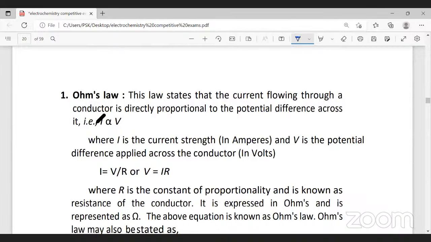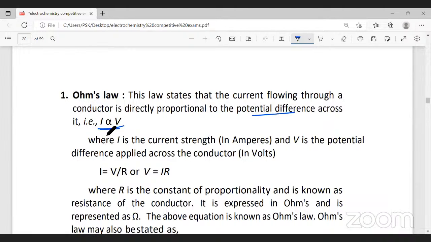Now, this is based on Ohm's law. What is this Ohm's law? In physics, you would have learned Ohm's law. This states that current flowing through a conductor is directly proportional to the potential difference across it. So I is directly proportional to V. This is Ohm's law.